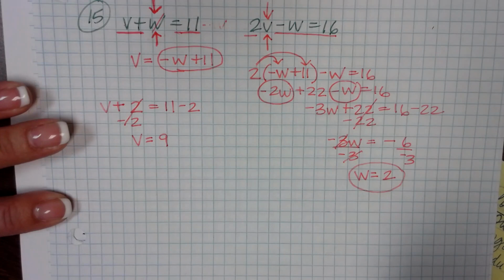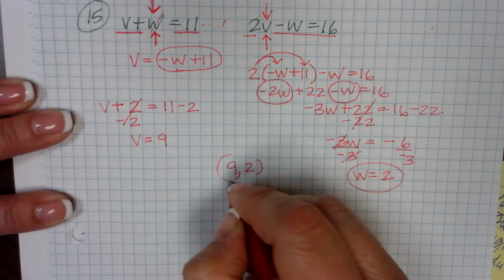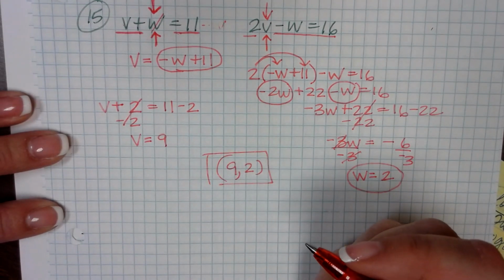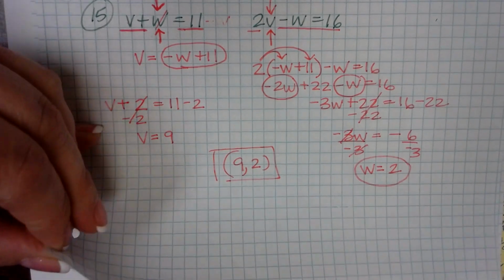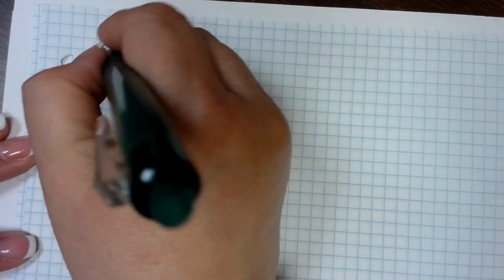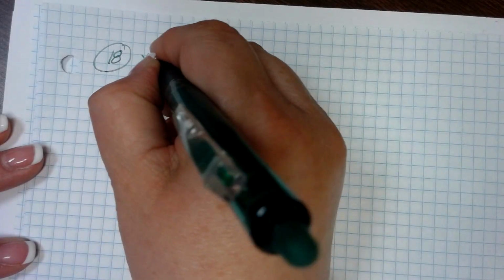W, X, Y, A, B, C, D, E, so V, W, so it should be 9, 2. I'm going to check my answer key. Number 15, and that is correct. Okay, moving on to number 18. Number 18, still solving by substitution.